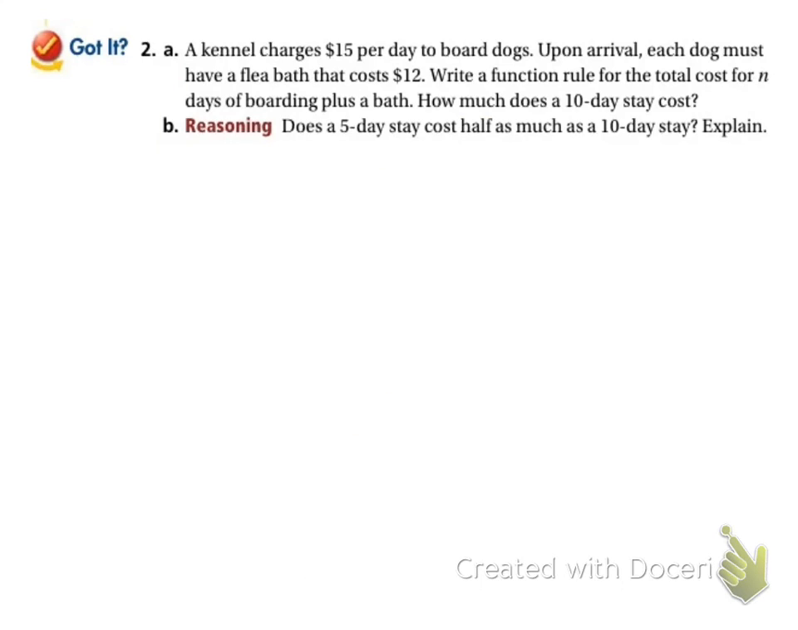Okay. A kennel charges $15 per day to board dogs. Upon arrival, each dog must have a flea bath that costs $10. Write a function rule for the total cost for n days of boarding plus a bath. So we'll call it T again, our total. So they have to pay that initial $12. No matter how long they stay, they have to pay that $12 just once. So I'm going to have 12 plus, and then each day it costs $15.